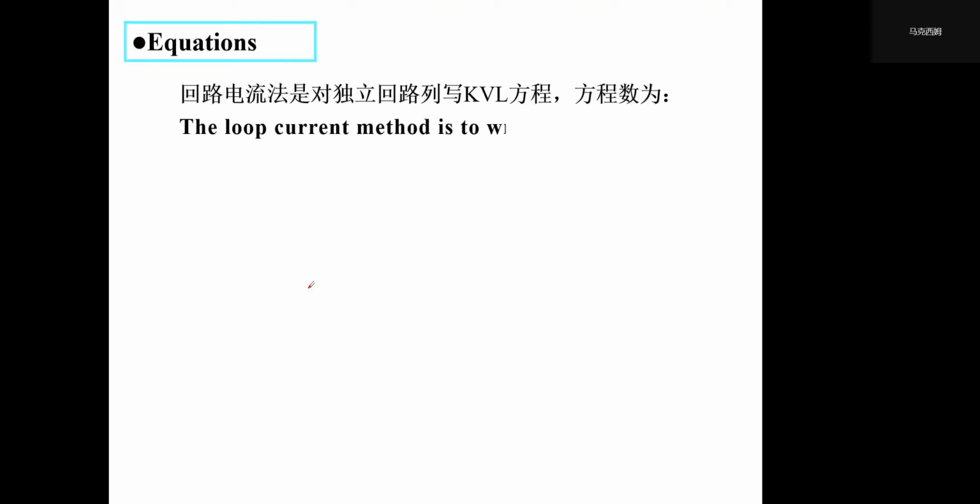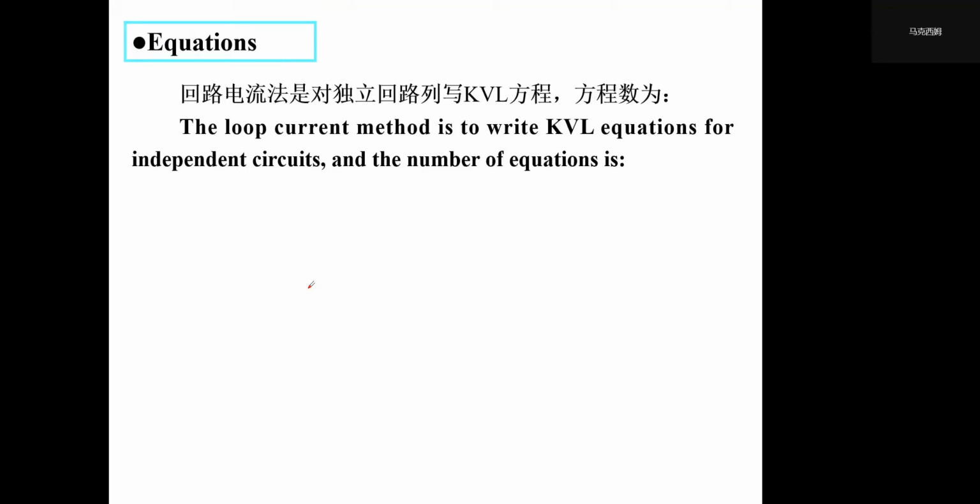So this is the basic idea of the loop current. Since the loop current method lists the KVL equations for the independent loops, the number of loops is still b minus n plus 1. If you are not familiar with it, we have to go back to the lesson we gave you this morning.